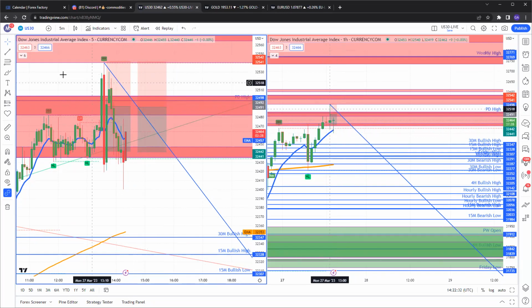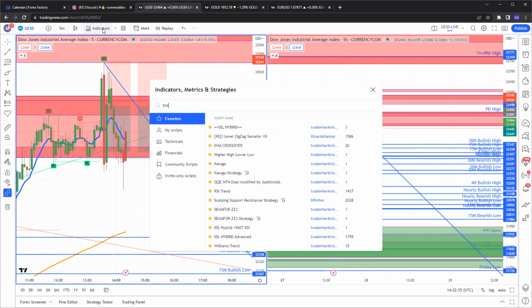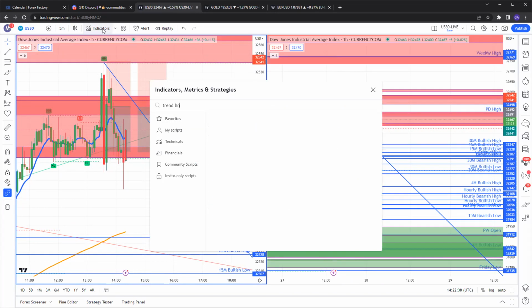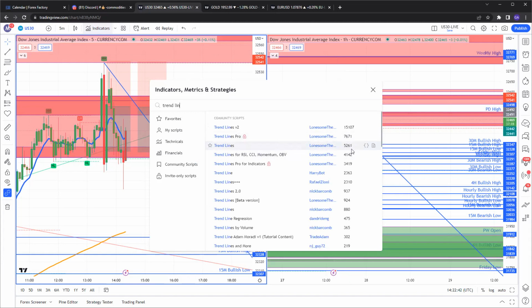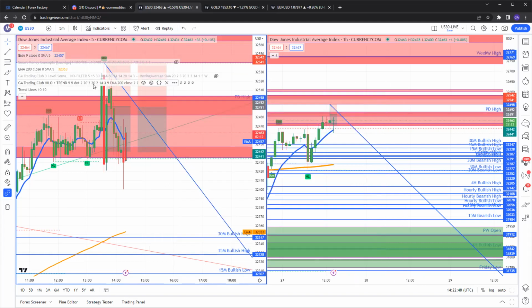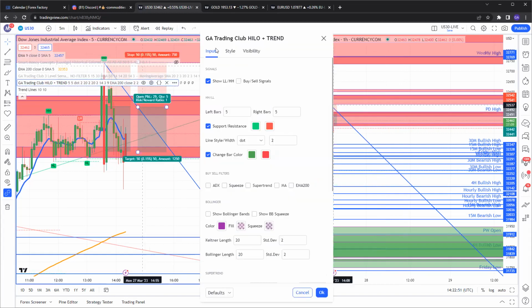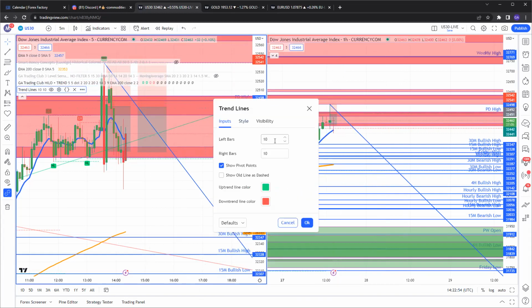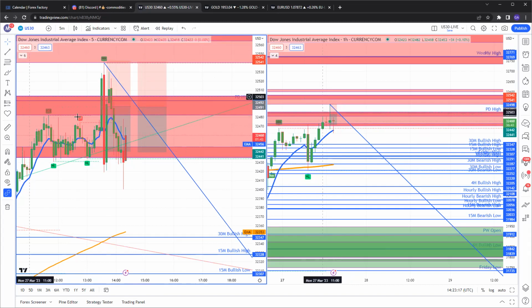Which indicator is that again? It is this one. If you search trend space line, it's the one that has 5,261 downloads. And then the settings: if you're trading US30 or other volatile assets, the default settings are left bars 30 and right bars 30. If you have left and right bars at 30, you're not going to see the trend line, so just lower that number. For me, I've put 10. And then for show old, you can choose to see old trend lines as dashed lines.